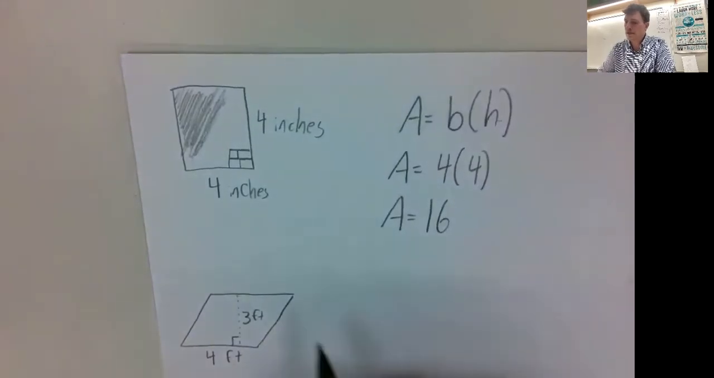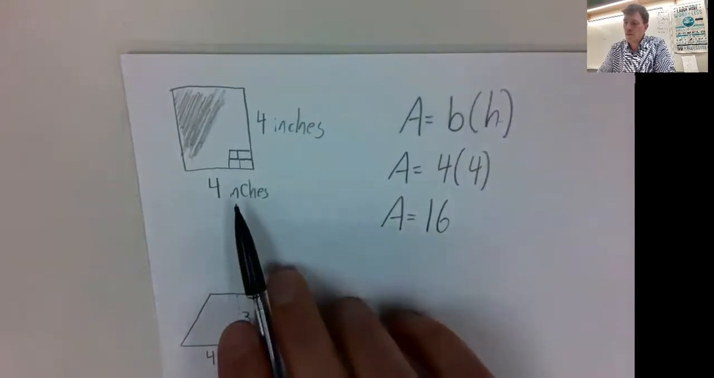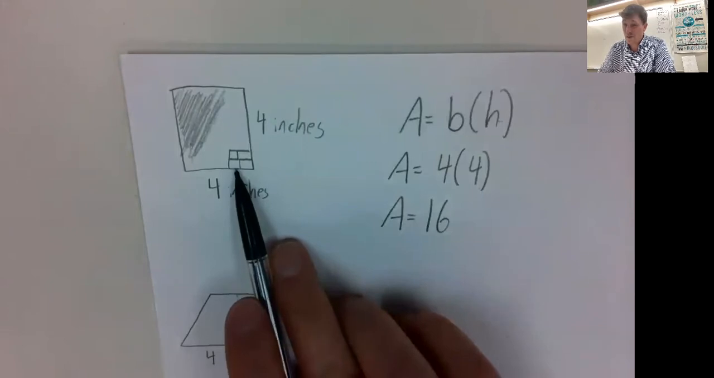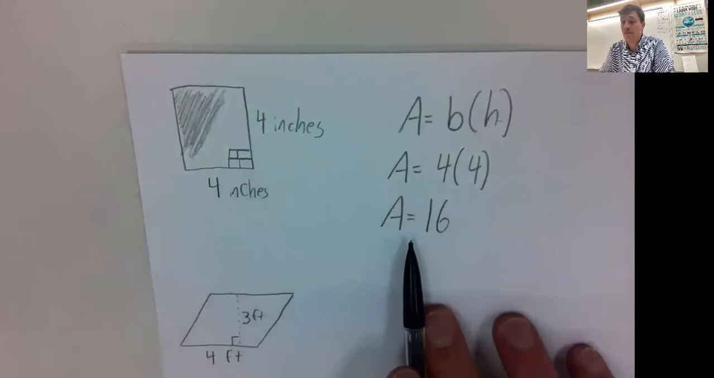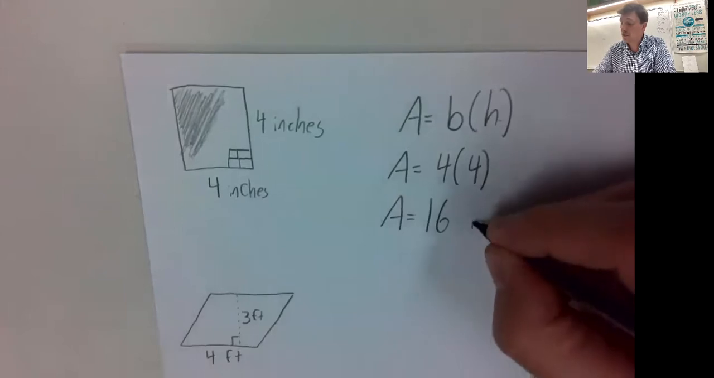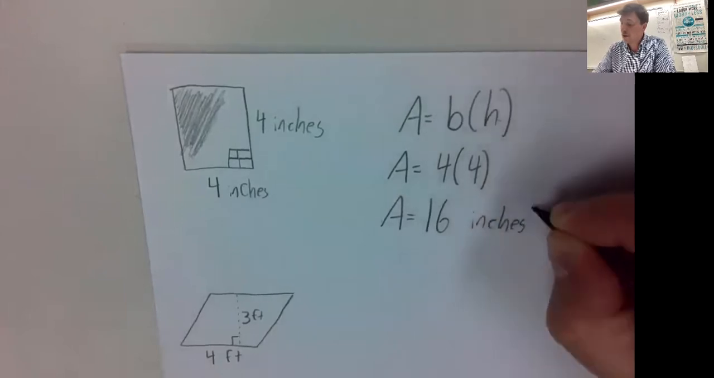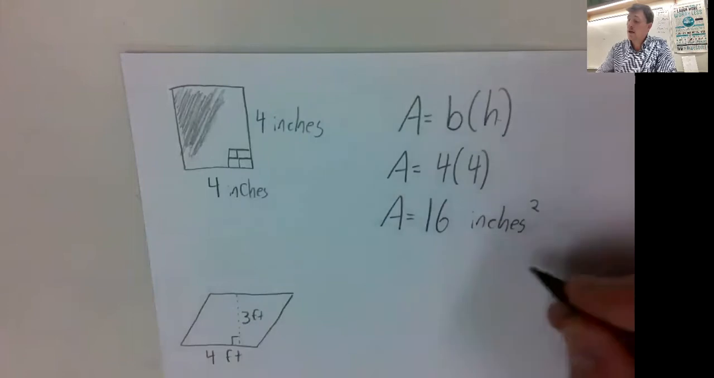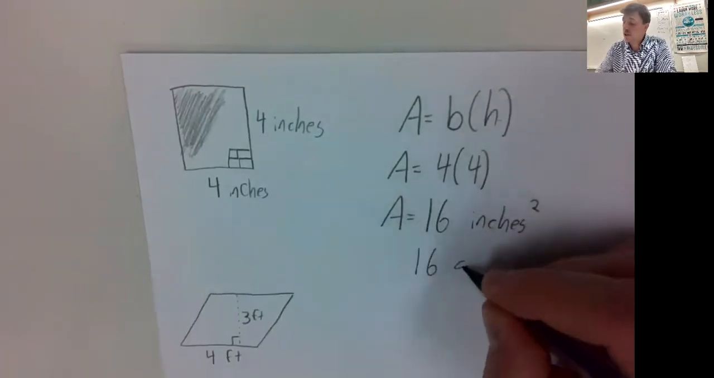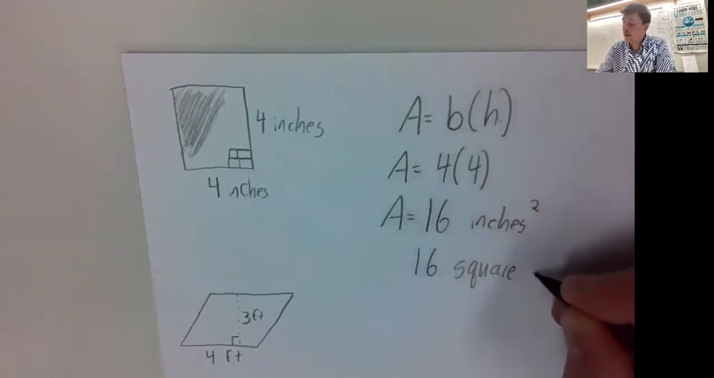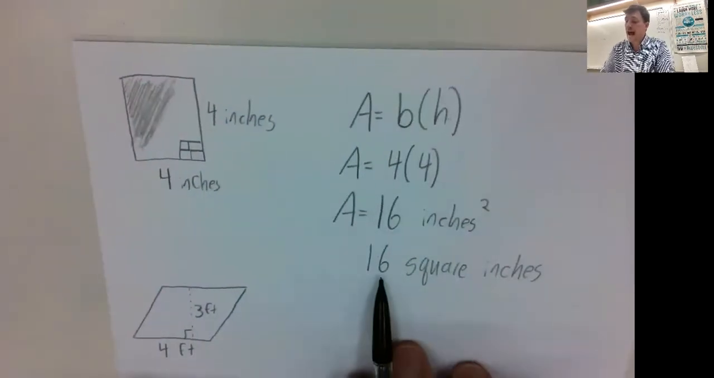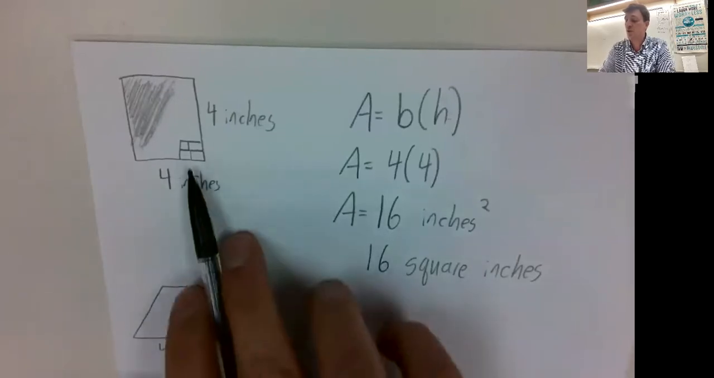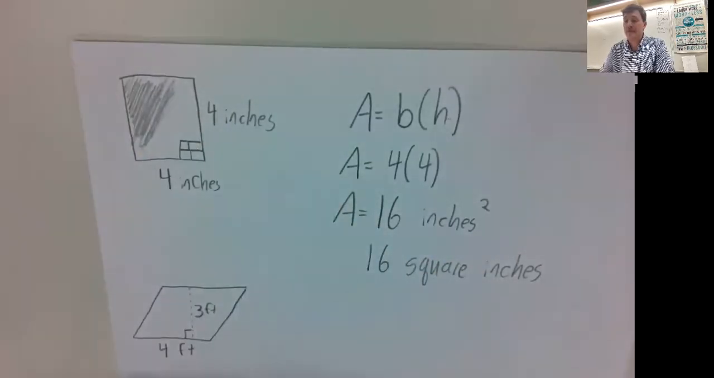Now let's think about the units. The units here was inches, but we talked about how many squares are going to be inside it. So the units for any area problem is units squared. In this case, the units are going to be inches squared. That's one way you could say it. You could also write it as 16 square inches. So this is basically saying I can fit 16 of these little squares inside this space here, and that is my area.